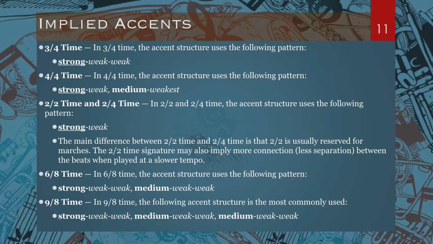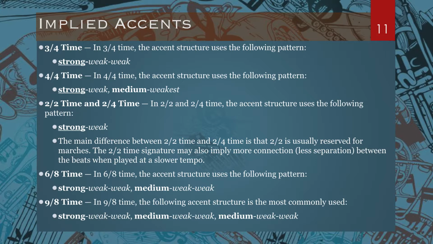In 2/2 and 2/4 time, the accent structure uses a strong, weak pattern. So, here's 2/2 time. Compare that to 4/4. The medium beat on the 4/4 time signature is just slightly weaker than the strong beat. And that's why a composer might choose 2/2 time or 2/4 time over 4/4 time.